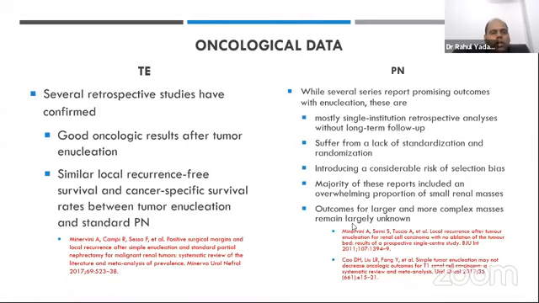Oncological data in the tumor enucleation group: there are many retrospective studies which show good oncological results, with the same recurrence-free and cancer-free survival. While the partial nephrectomy group advocates that these series are mostly single institution studies without long-term follow-up, and lack standardization. There is selection bias. Majority are for small renal masses. Outcome for large and more complex masses is largely unknown.